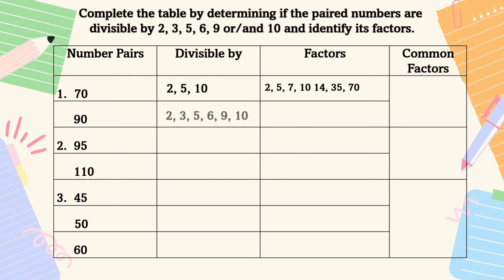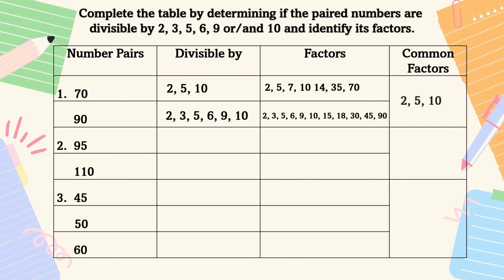Now let's have 90. It is divisible by 2, 3, 5, 6, 9, and 10, and its factors are 2, 3, 5, 6, 9, 10, 15, 18, 30, 45, and 90. And the common factors of those two numbers are 2, 5, and 10. Now let's move on to number 2.